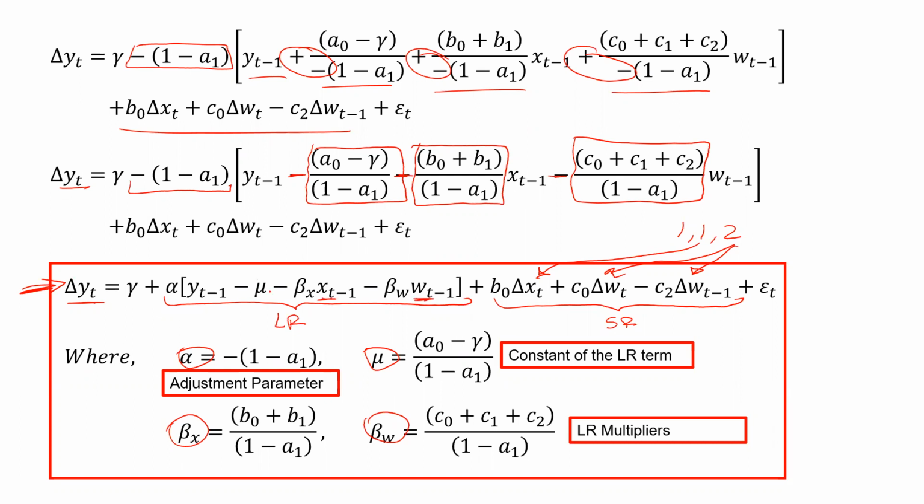Like I mentioned, mu is just a constant term in the long run bit of the ECM representation, and alpha is what we call an adjustment parameter. An adjustment parameter allows us to analyze if the variables share a long-run equilibrium. If the variables do share a long-run equilibrium, alpha will be a negative number.